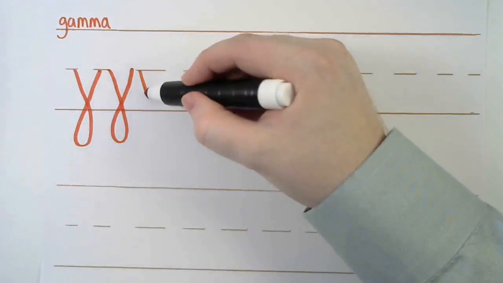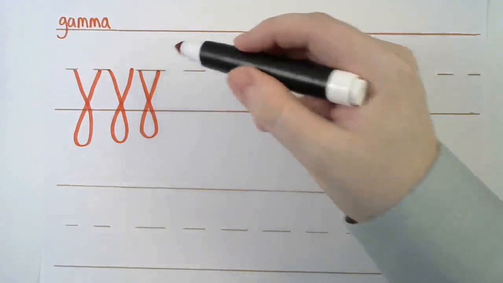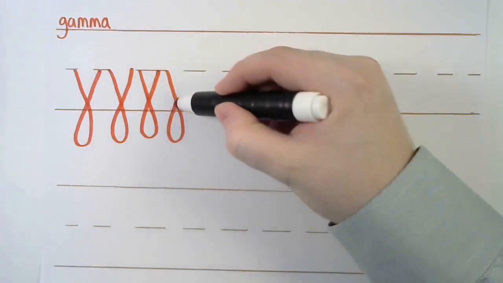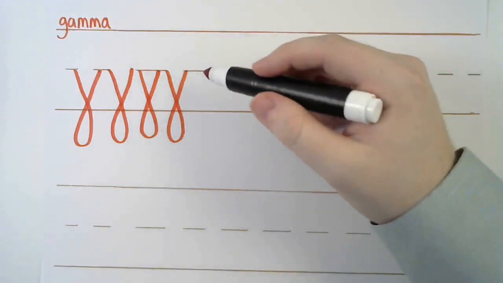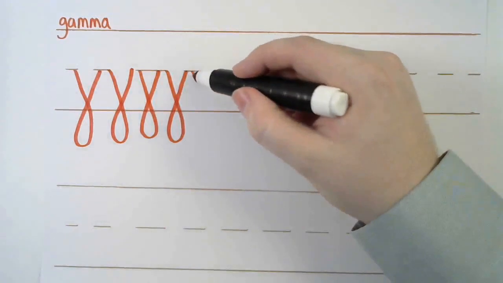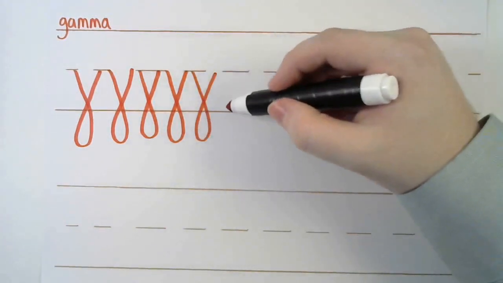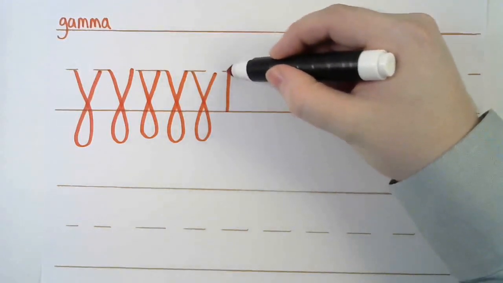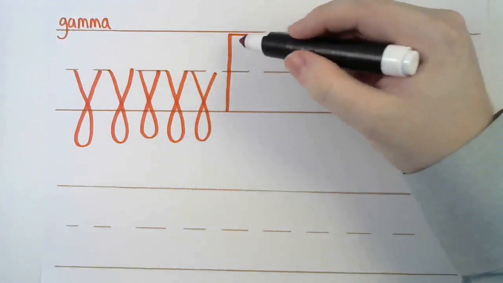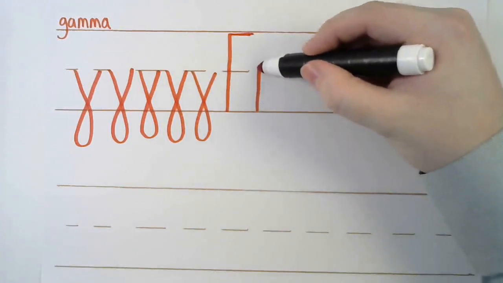Do that again, in, all the way down, and loop back up. Go down, loop, and back up. Gamma. And gamma makes a G sound. There we go. Now, capital gamma is you start at the bottom and you come all the way up and put a little arm to the right. There you go. And that is a capital gamma.